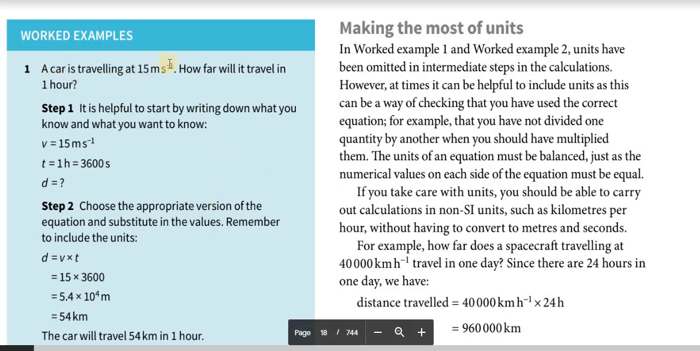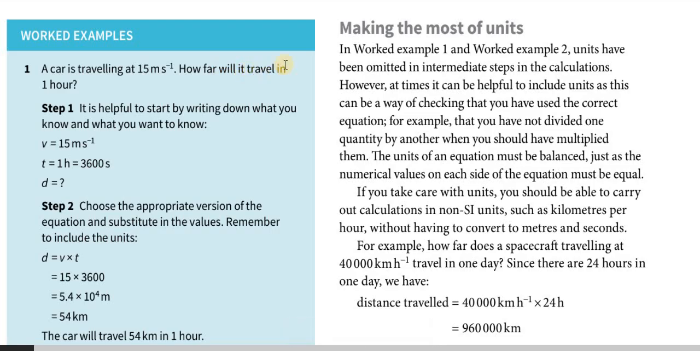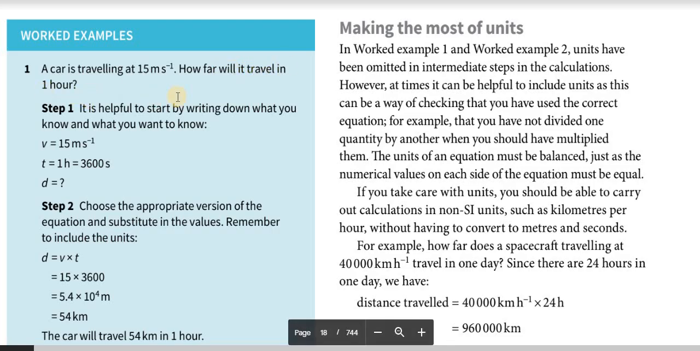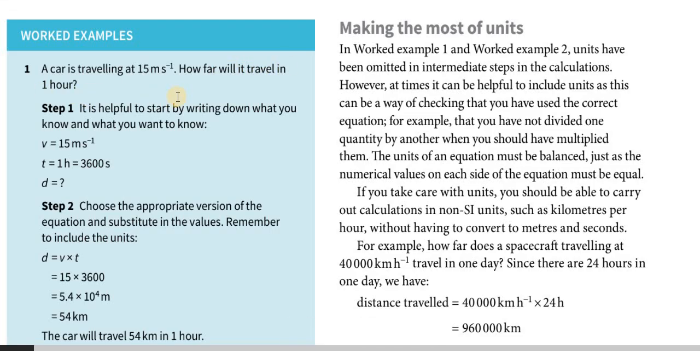A car is traveling at 15 meters per second. How far will it travel in 1 hour? Now, when they give us a question like this, you have to assume the speed is constant. Now, I told you before that the equation V equals d over t is used when the speed is constant, or when the velocity is constant.